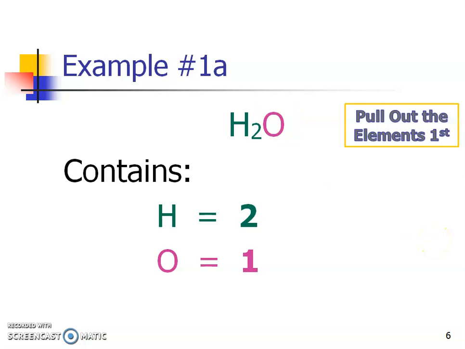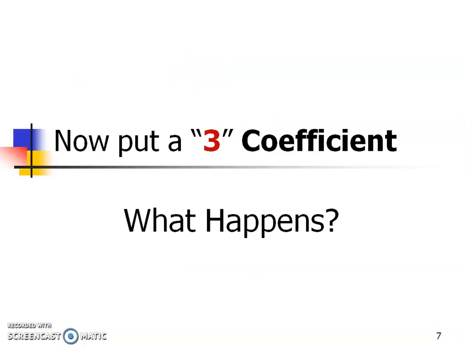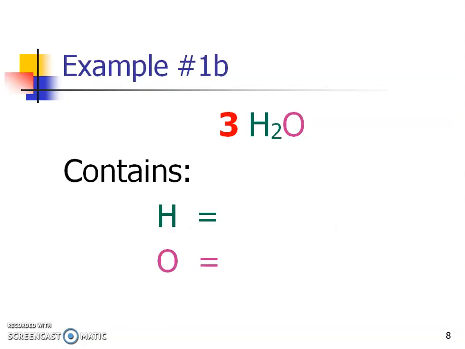We know water consists of 2 hydrogen and 1 oxygen. So pause the video and make sure you get this in your notes. Now let's put a 3 coefficient in front of the H2O. So what's that going to do?